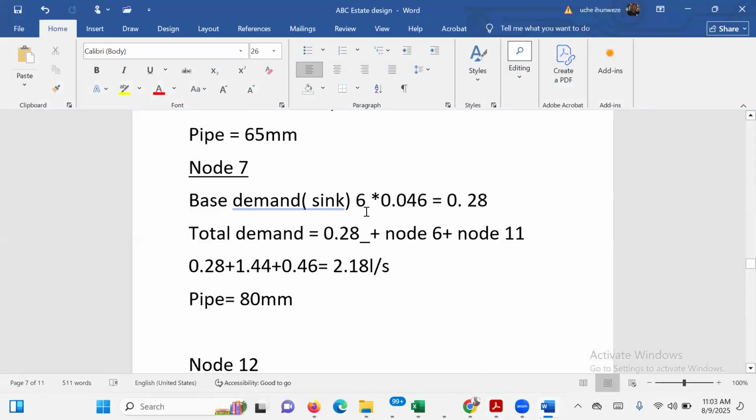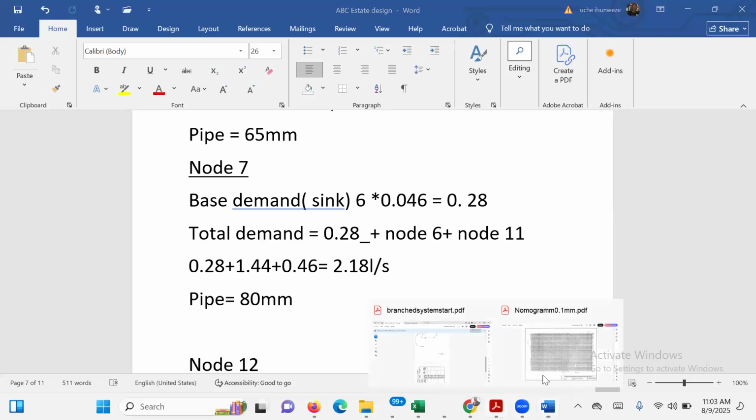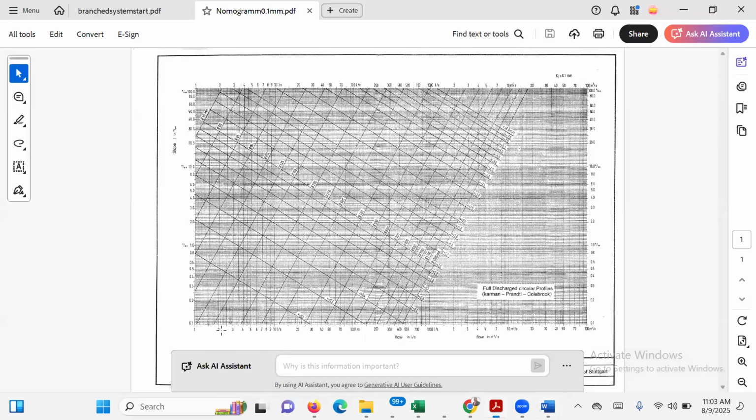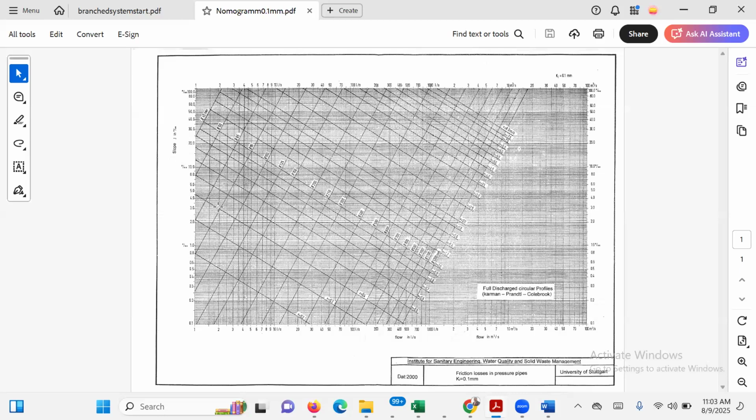So that's it. So here, there are 6 houses connected to 7 directly. So we'll say 6 times the demand for 1 house. That will give me 0.28. Therefore, the total demand will now be its own base demand plus the demand at node 6, then plus the demand at node 11. And that will give you 2.18. In this case, it has gone beyond 65. So I'll go to my chart and read it. This is 2.2 against 5 per min, somewhere here, is now about 80.